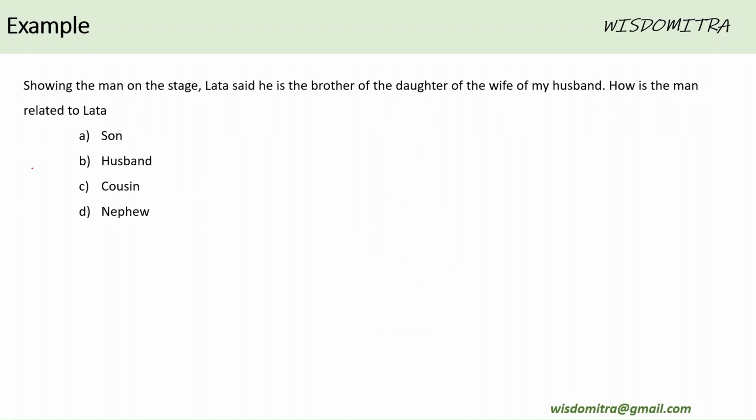Showing the man on the stage, let us call this man A, right? Showing A on the stage, Lata says, he is the brother of the daughter of the wife of my husband. Let us call this daughter B, right? Of the wife of my husband. So let us go through it.